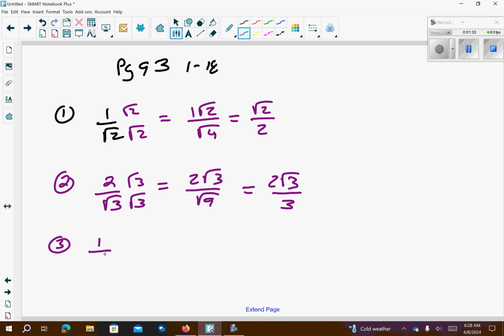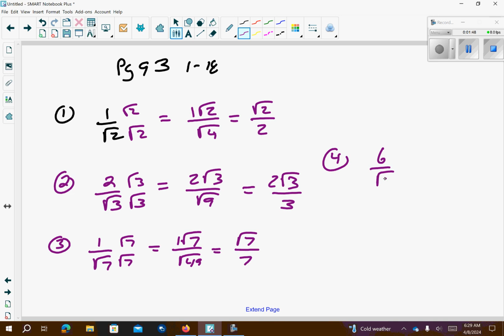Number 3, I get 1 over root 7. Multiply top and bottom by root 7. So that gives me 1 root 7 over root 49. The square root of 49 is 7. And then number 4, you have 6 over root 2. Multiply top and bottom by root 2 and root 2. So this gives me 6 root 2 over, that gives me root 4, which is 2. Now I can reduce outside. So this 2 goes into this 6, the outsides. So I wind up with 3 root 2 for an answer.